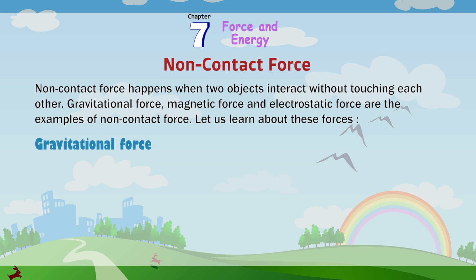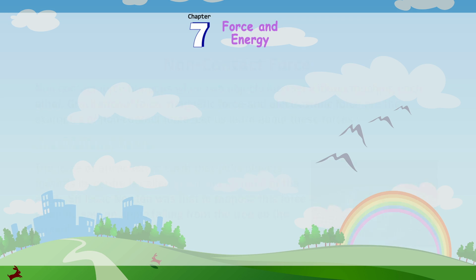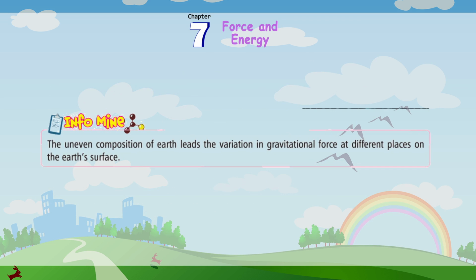Gravitational force. The force of attraction of Earth that pulls objects towards its center is called gravitational force of the Earth. Sir Isaac Newton was the first to propose this force when he saw an apple falling from the tree to the ground. The uneven composition of Earth leads to variation in gravitational force at different places on the Earth's surface.